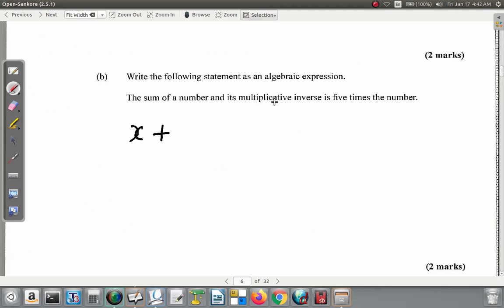And its multiplicative inverse. What is the multiplicative inverse of a number? Remember, it is something that when you multiply the number by it, you get 1. So it's 1 over x. X times 1 over x will give you 1. It's 5 times the number. Same thing as saying is equal to 5 times x. So this is what you have. X plus 1 divided by x is 5 times x. Alright?